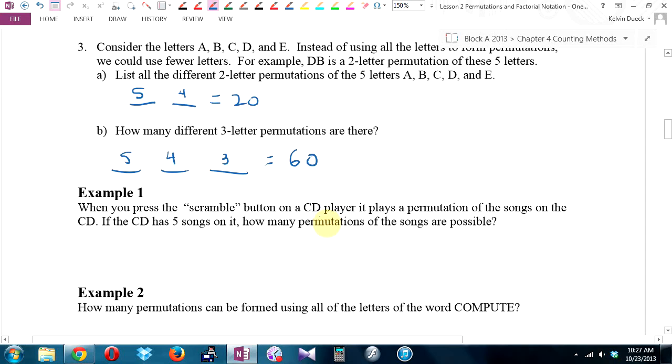When you hit the scramble button on your... Okay, I typed this a while ago. It was back then, it was CD players.